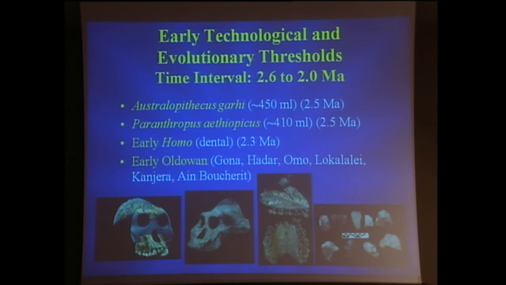We have more dental evidence at about 2.3 million years ago that's put into the genus Homo by a number of people. And starting with Gona, 2.6 million years ago, and these are some of the artifacts from Gona, we're getting a more continuous sequence of archaeology. Hadar, Omo, Lokalale, Kanjira, and Mohammed's Ain Boucherit.